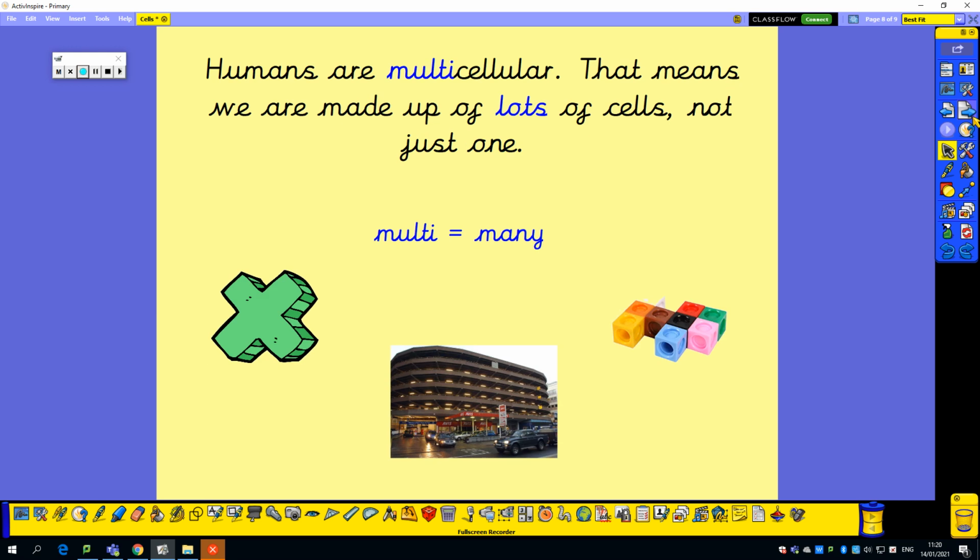But we, as humans, are what we call multicellular. That means we're made up of lots of cells, not just one. And a good way to remember that is that multi actually means many. Here's a Pearl Power link. You know that multiplication means lots of groups, many groups, like we've been learning about in maths. A multi-storey car park is a car park with many levels. A multi-link can be built in many different ways, not just in one direction. So humans are multicellular. We have many different cells, lots of cells.